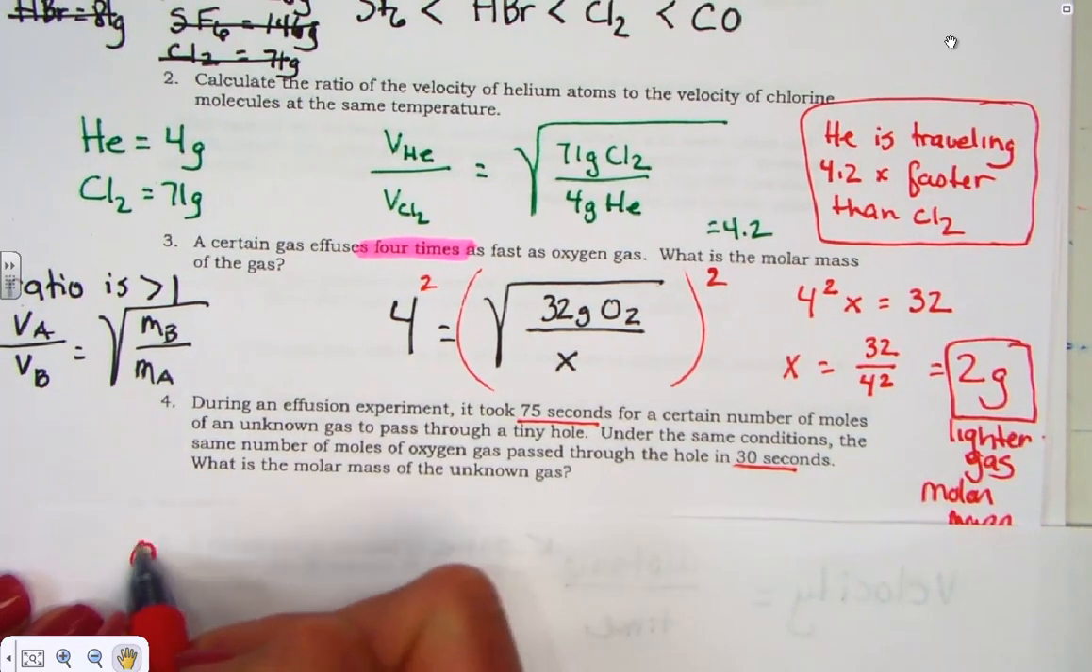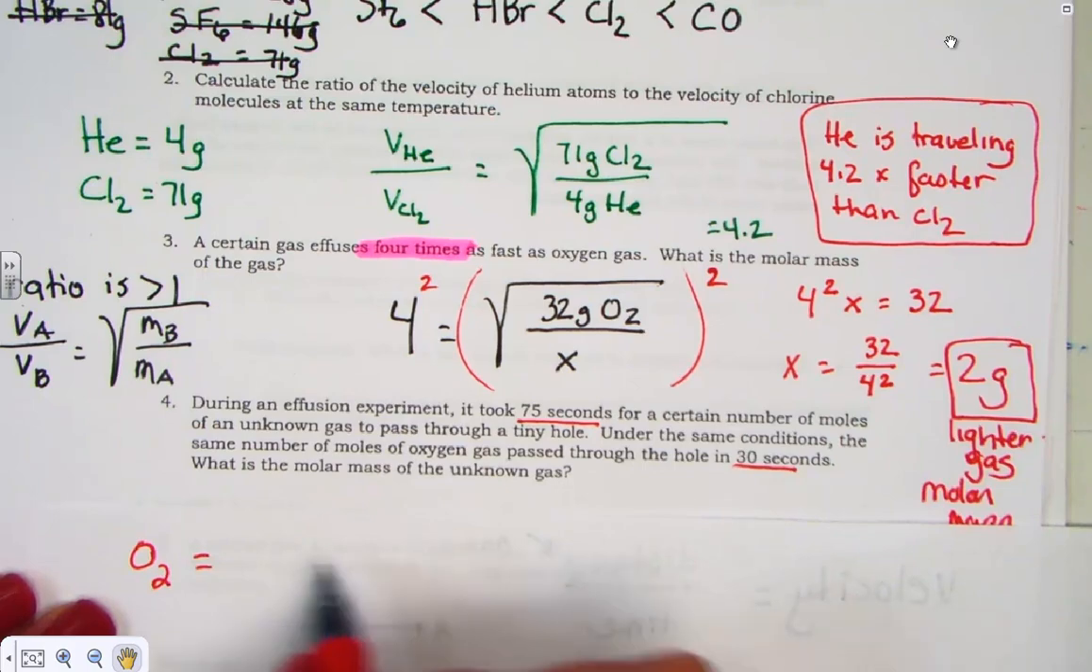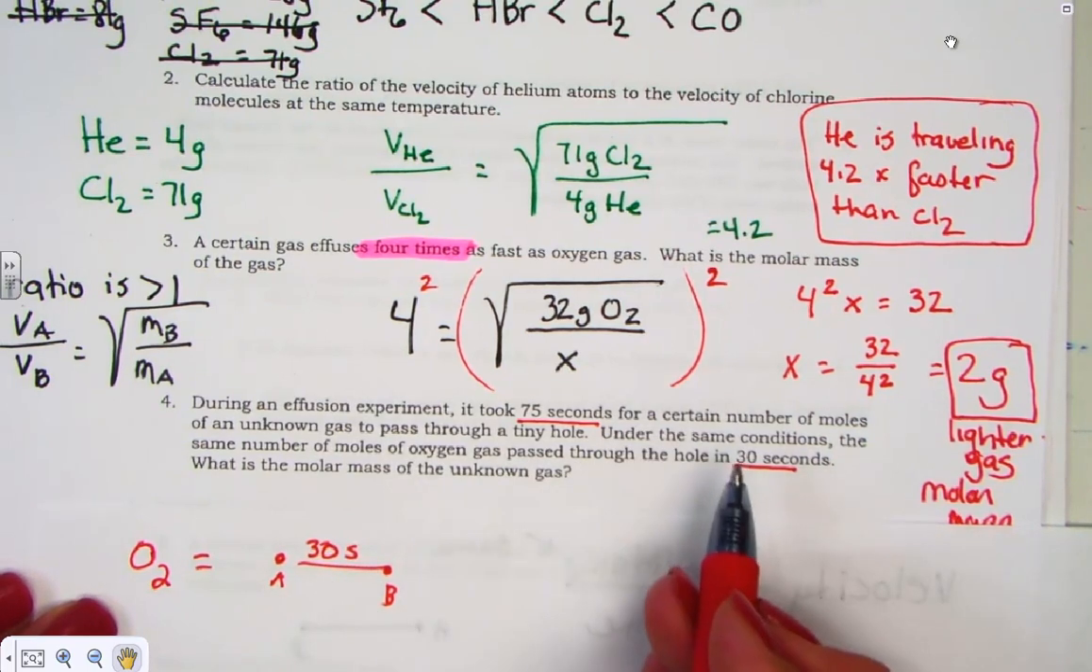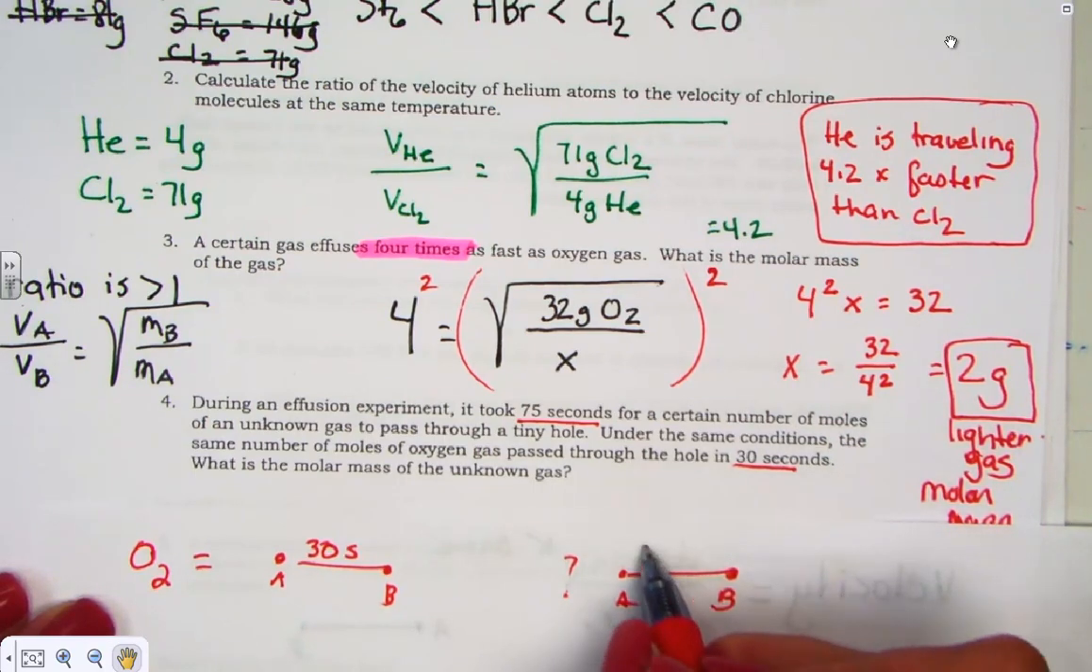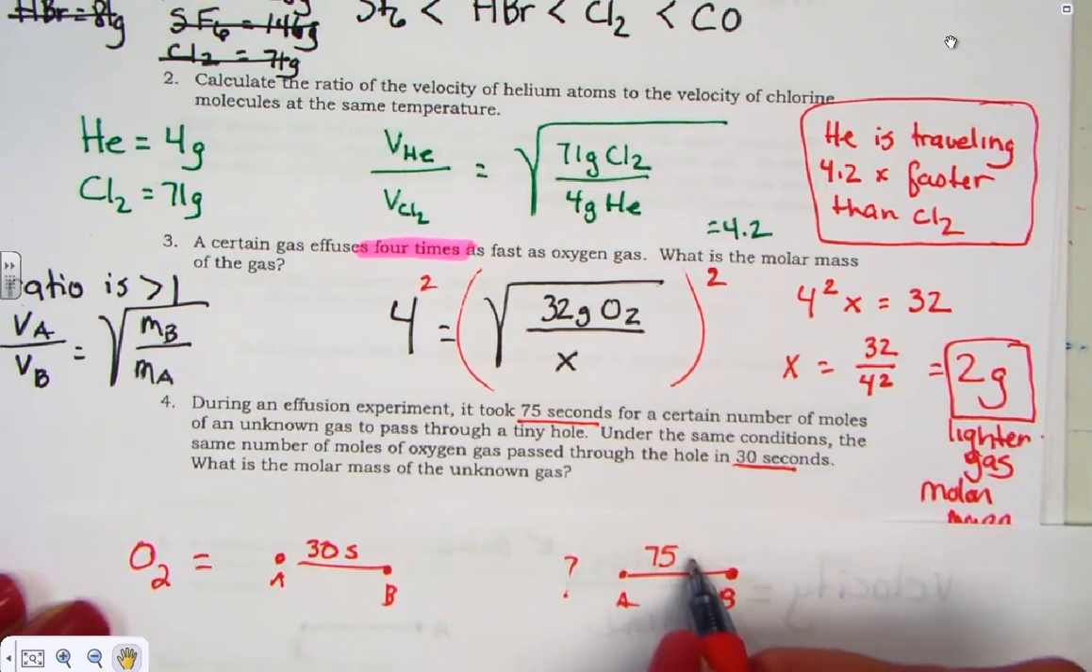Clearly, oxygen must be the lighter gas. Again, going from point A to point B, it's a race. Oxygen did it in 30 seconds. The other gas did it in 75. So this unknown traveled the same distance from point A to point B, but it took so much longer, so it must be the heavier gas.